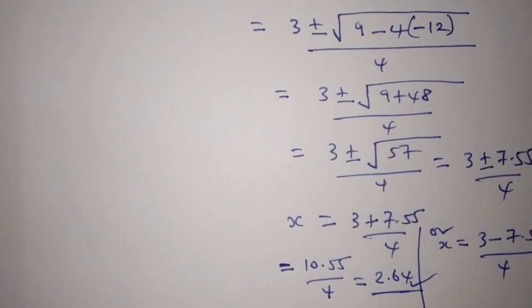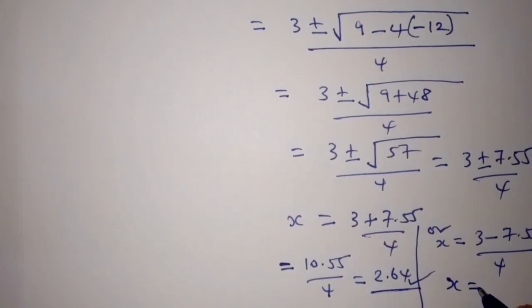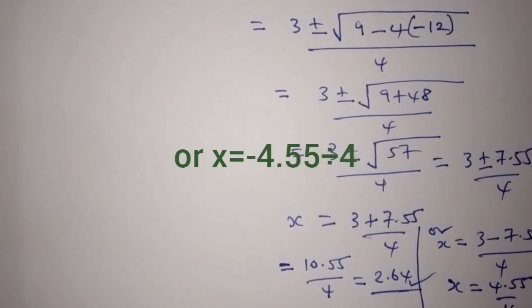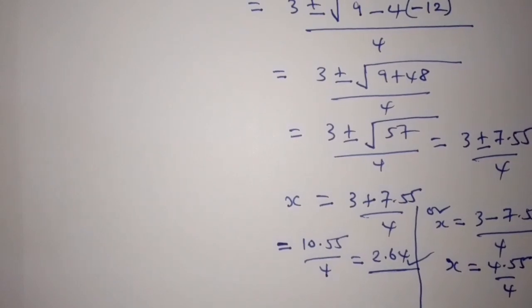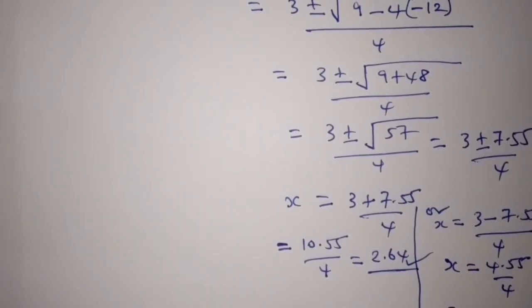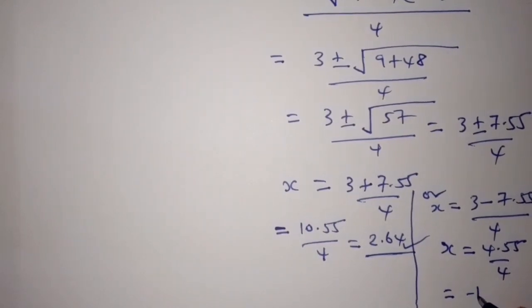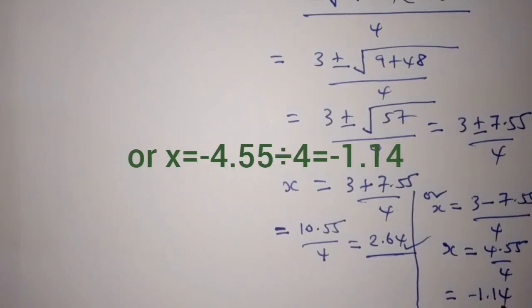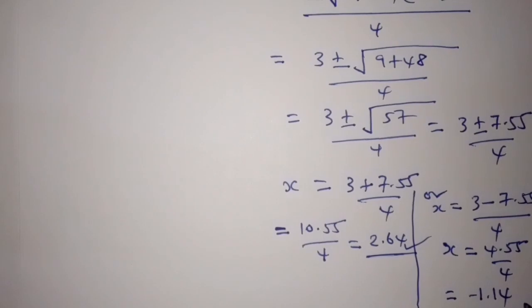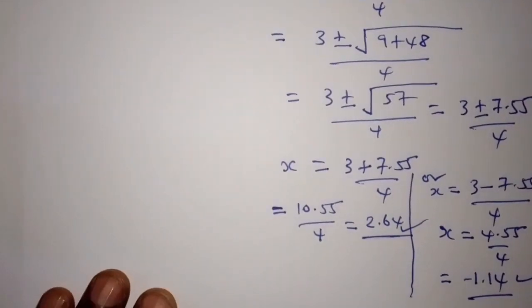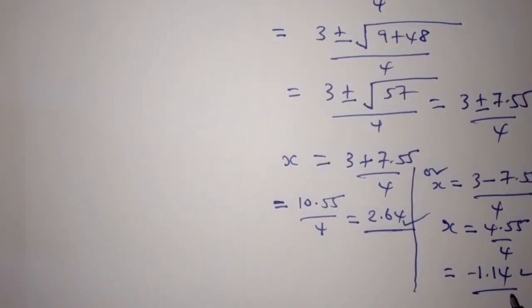And this other side, x is equal to −4.55 over 4, which is giving us negative 1.14 to 2 decimal places.